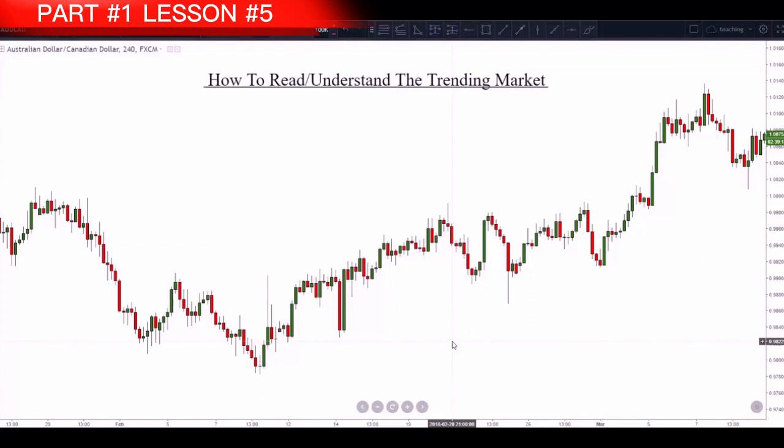See, this is what you're actually going to see in live markets. You're not going to always see a market that looks like it's perfectly trending up or perfectly trending down. More often than not, you're going to see situations like what you see on your chart now.